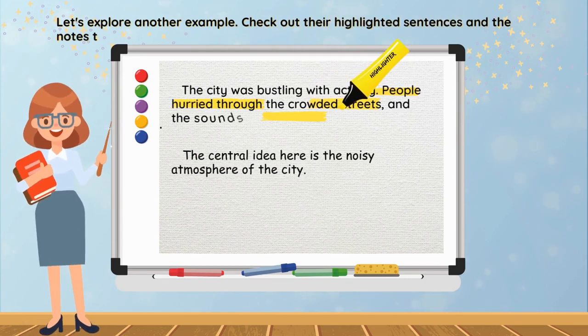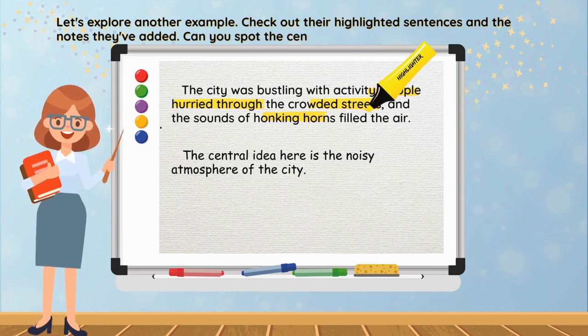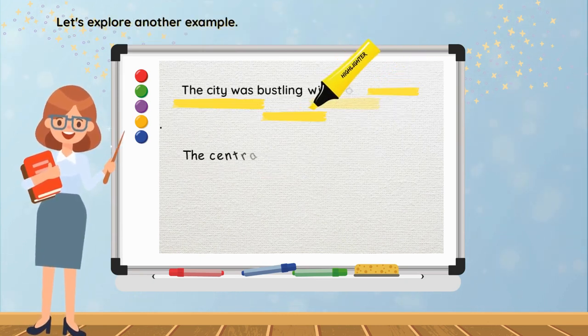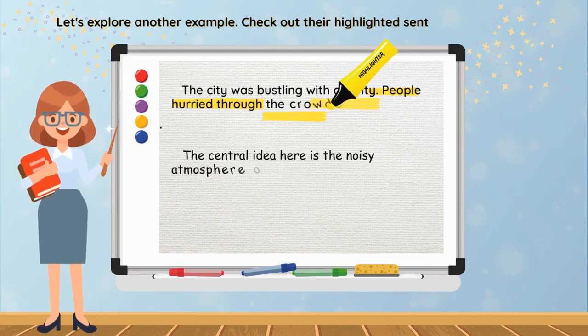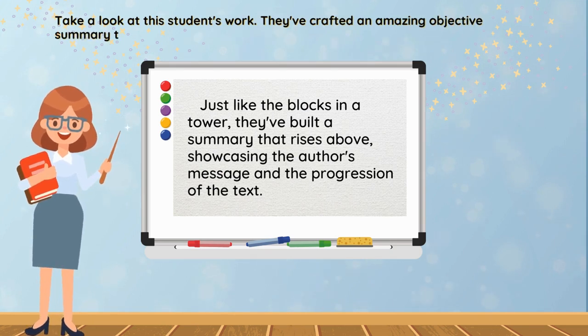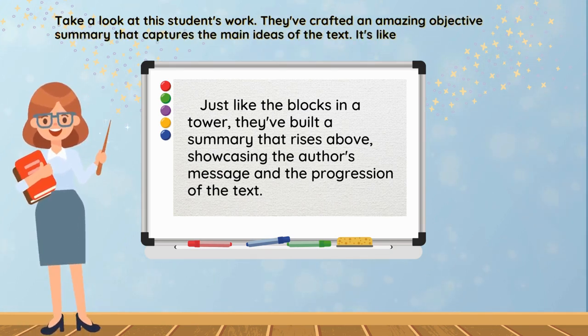The city was busy with activity. People hurried through the crowded streets, and the sounds of honking horns filled the air. Well, the central idea here is the noisy atmosphere in the city. Take a look at the students' work. They've crafted an amazing objective summary that captures the main ideas of the text.